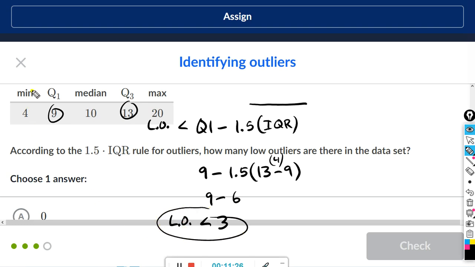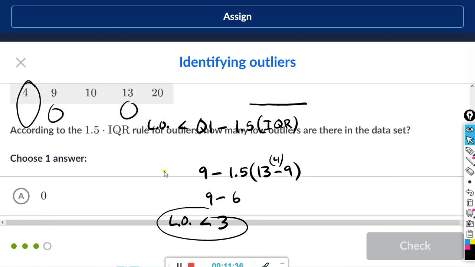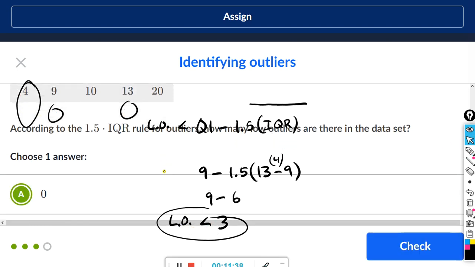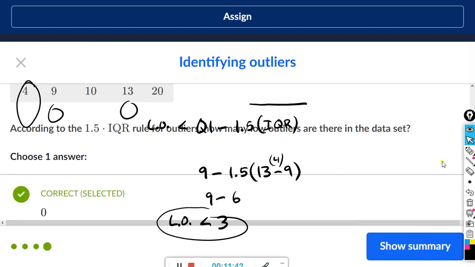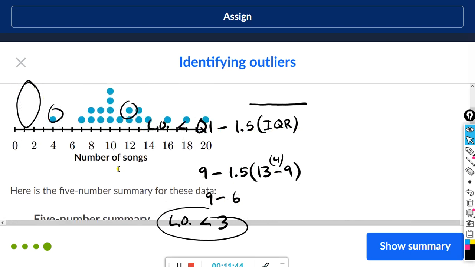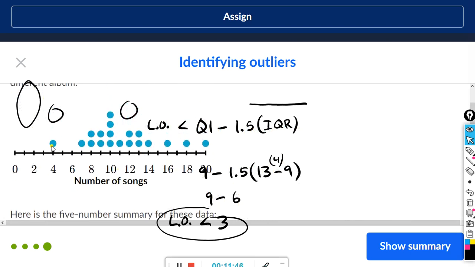We can see the minimum is 4. So I don't even have to look at the dot plot, because we don't have any that are less than 3. Since the minimum is 4, the answer is just 0. If you want to double check the dot plot, that's fine, but it said right on the chart, in the 5-number summary, that the minimum is 4.